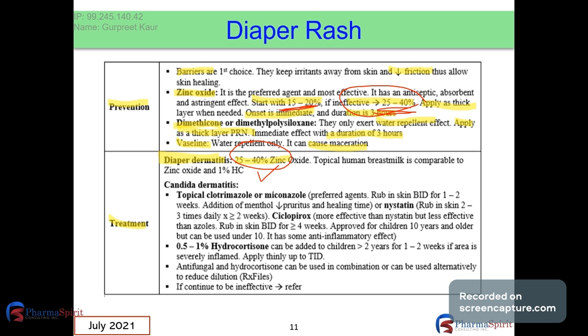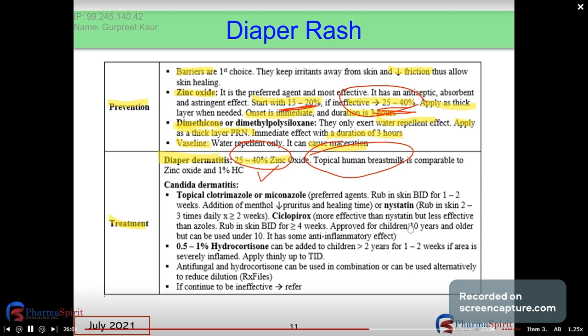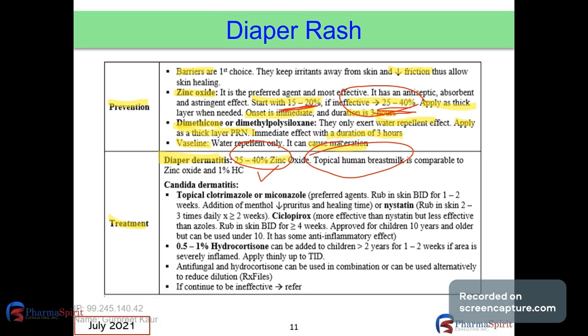So we need something stronger. Now, there are a couple of new options for the treatment, or actually it's one new option, which is the topical human breast milk. And that is true, the mother can take some breast milk and apply it to the affected area. It was found to be comparable to the zinc oxide 40% in the management of diaper dermatitis.